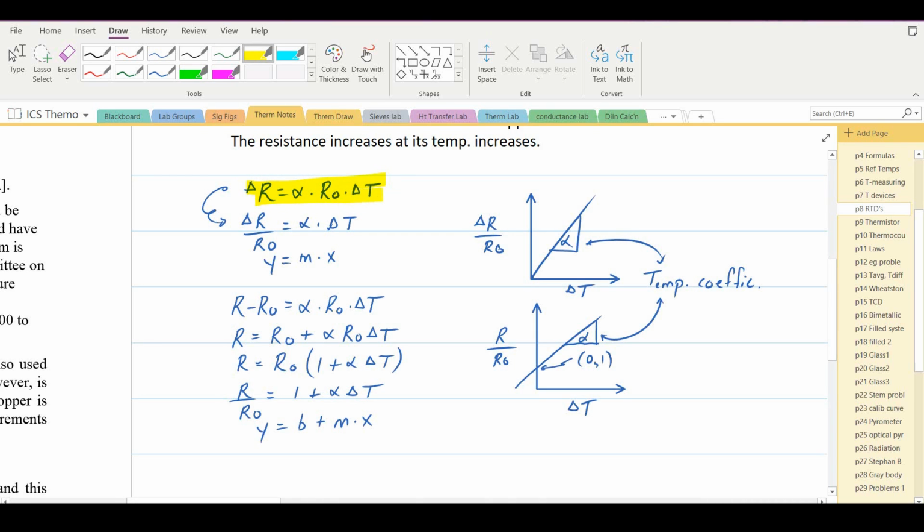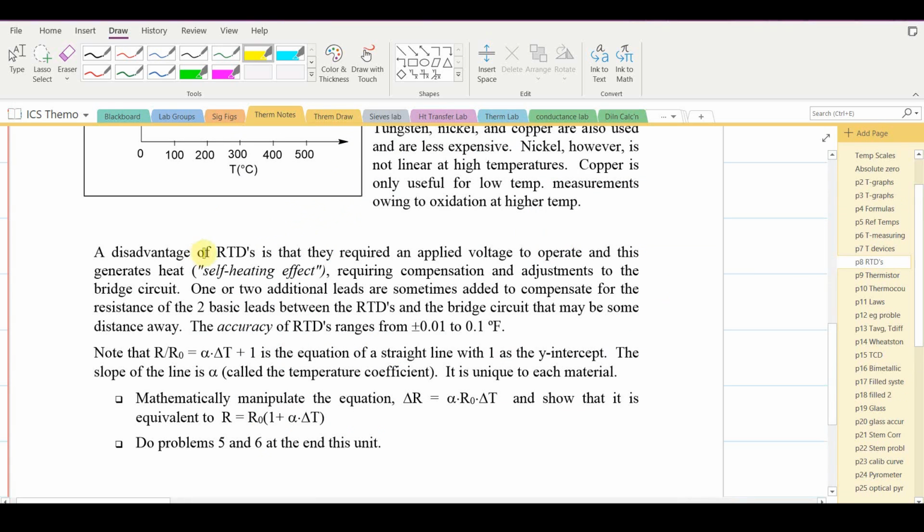Just before we do that, let me read a little bit more. One of the limitations of RTDs is that they require an applied voltage to operate. That is, you must apply a voltage through the wire to measure the resistance. And when you apply a voltage, that generates a little bit of heat, and we're trying to measure temperature, so this self-heating effect requires compensation. But that's generally done electronically. The accuracy of RTDs is quite good. It's anywhere from plus or minus 0.01 to 0.1 Fahrenheit degrees. That is really sensitive.